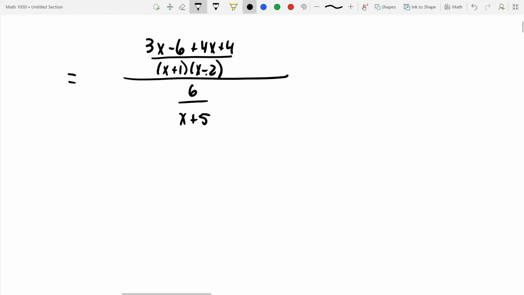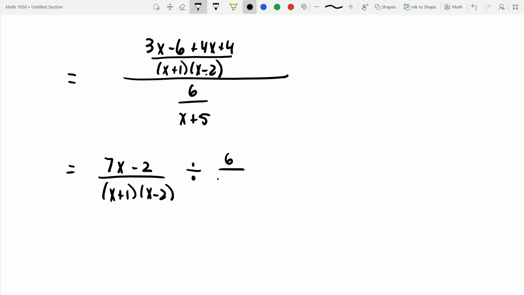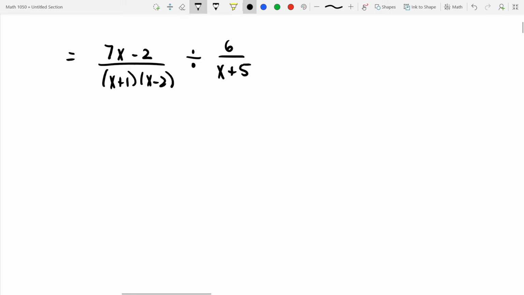Okay? Now, on the top, 3x plus 4x is 7x. A negative 6 and a positive 4 is a negative 2. That's over x plus 1 times x minus 2. I'm going to make that long division bar a division symbol, and it's 6 over x plus 5. I cannot cancel from here.